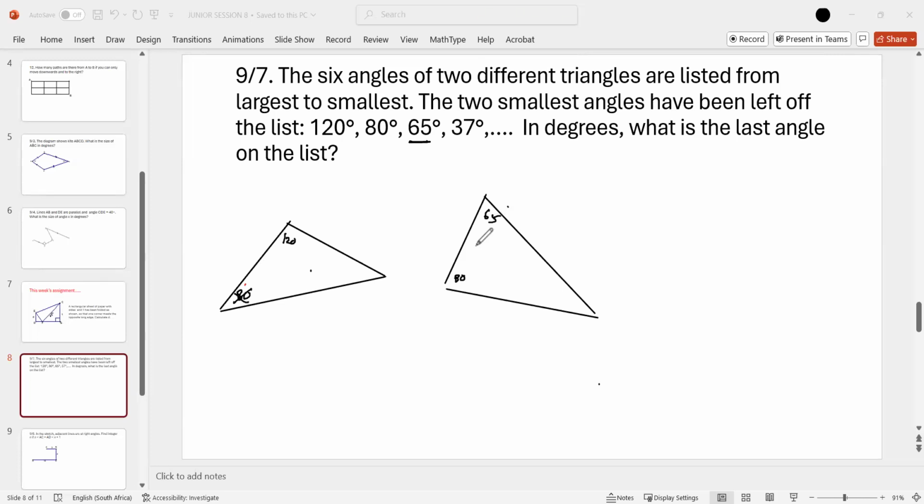Now you've got two angles of this triangle. So it's 80 plus 65 is 145. So this is 35. You also have 37. Now this is filled up. So 37 is in this triangle. Then 120 plus 37 is 157. You get 23, because they add up to 180. So now you've got all the six angles. So it's 120, 80, 65, 37, and the next one is 35.